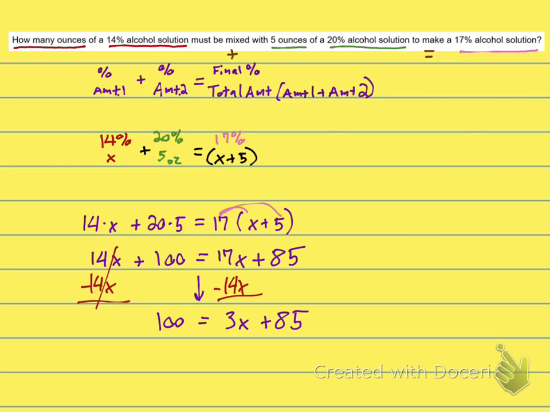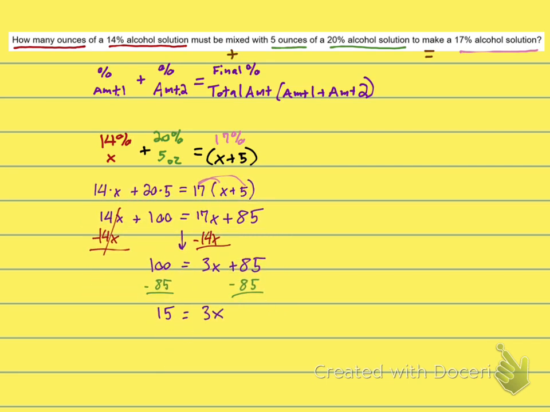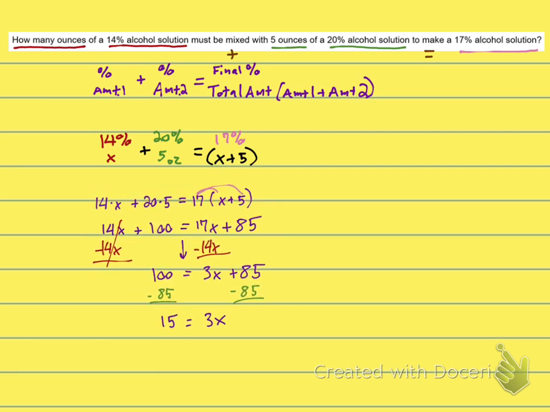And two steps to isolate our grumpy old variable. We want to get rid of the 85 first. And drop down our equals. We have 3x. 100 minus 85 is 15. And x is going to be 5.